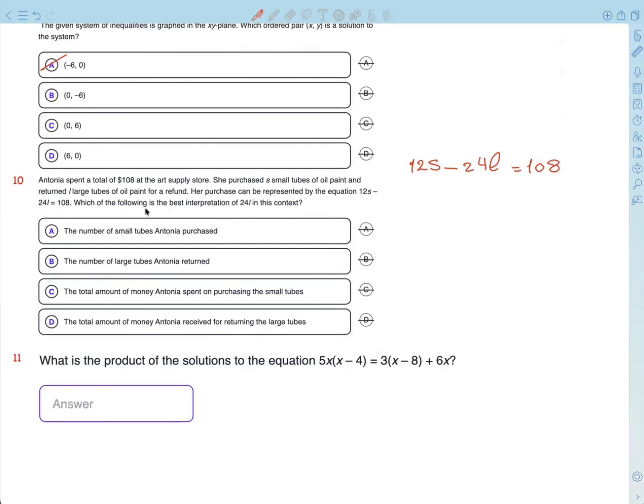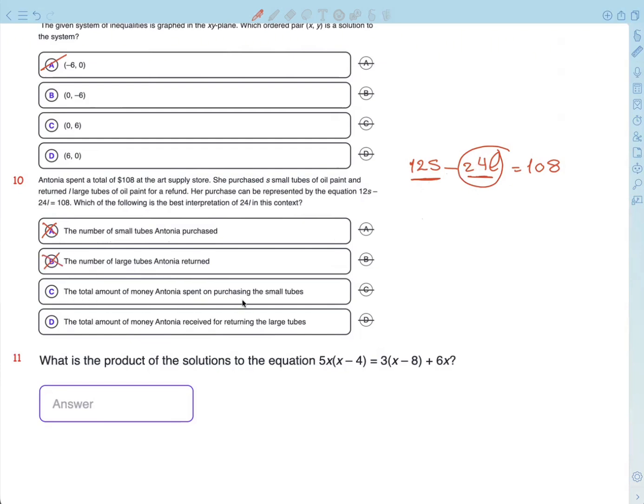Which of the following is the best interpretation for 24L? 24L represents the total amount of money received by returning the large tubes, and 12S represents the total amount of money received for returning the small tubes. So for 24L, we will check the choices. The number of small, no. The number of large, no, it's not the number of the large. The number of large is 24.